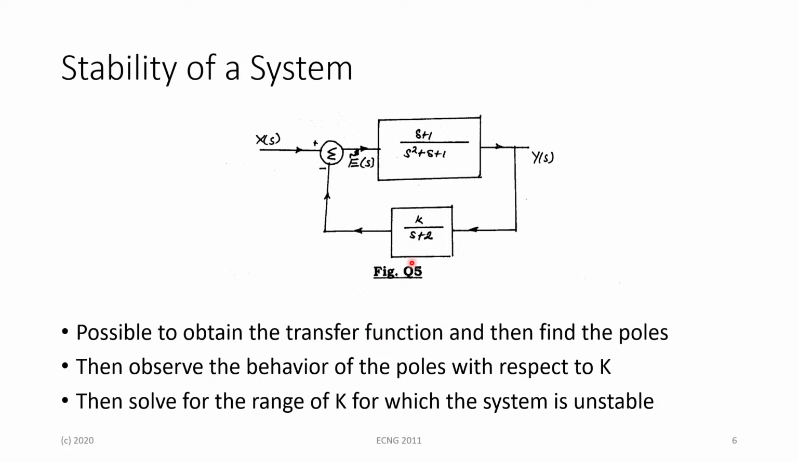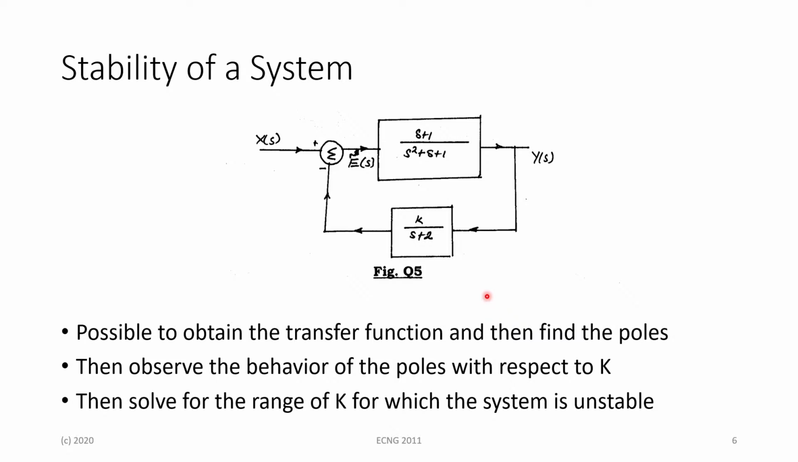So typically it's possible to obtain the transfer function here because this is just a closed loop negative feedback system, where this block here will represent our g of s and this block here will represent our h of s. And we know from our previous lectures for a negative feedback system that the system transfer function is of the form g divided by 1 plus g h of s. And after we obtain that transfer function, we can then observe the behavior of the poles with respect to k and then solve for that range of k, which makes the system unstable.